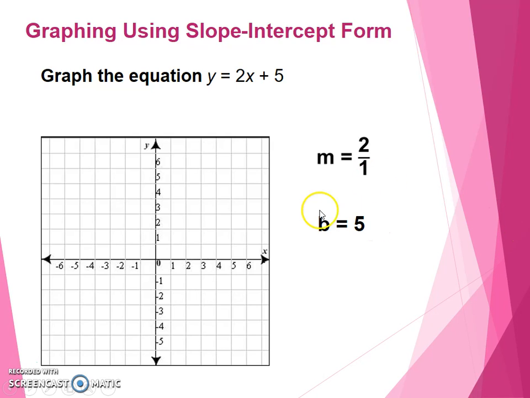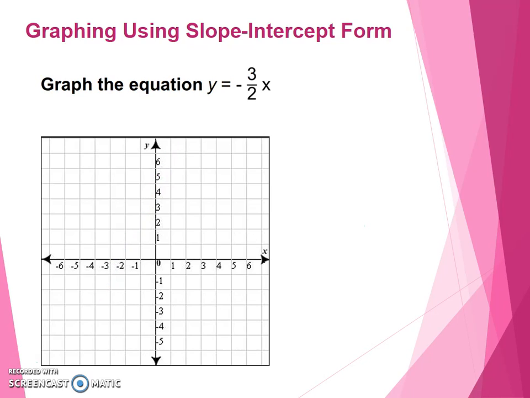So starting by plotting our y-intercept at positive 5, that's going to be up here. And then my slope of 2 over 1 means that I'm going to go up 2 and 1 to the right. Or another option would be that 2 negatives make a positive, so I could go down 2 and 1 to the left. Either way, the overall effect is that I'm going to have a line that is increasing from left to right and would look something like that.